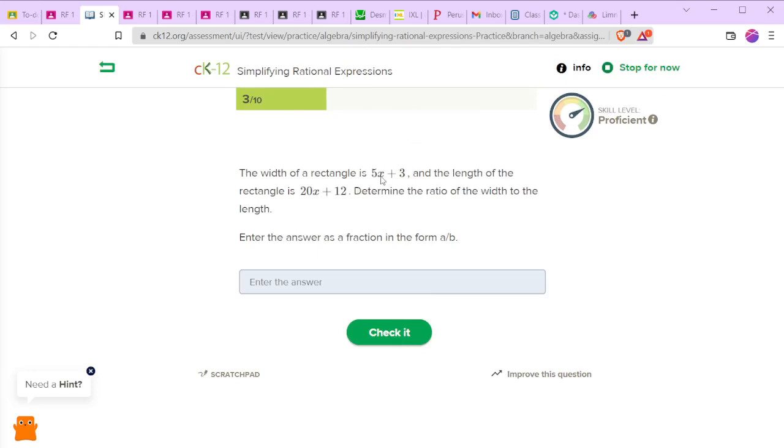So again, we have a width and a length. It's the same sort of idea. Notice that our length, everything is a multiple of 4. Factoring out that 4, we'd have 4 times 5x plus 3. Right? 20 divided by 4 is 5. 12 divided by 4 is 3. The 5x plus 3's cancel. We'd be left with 1 over 4.